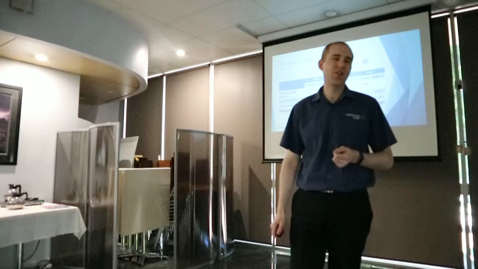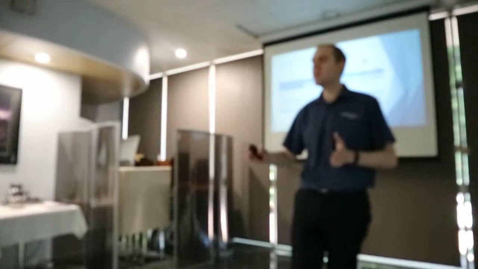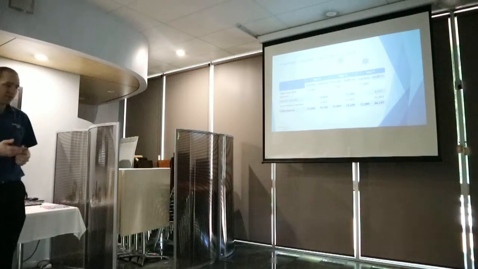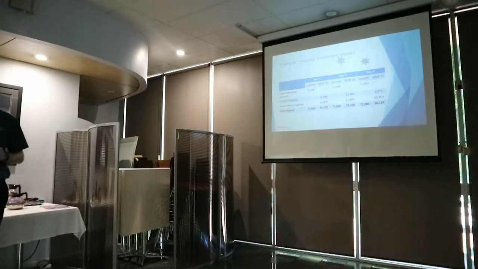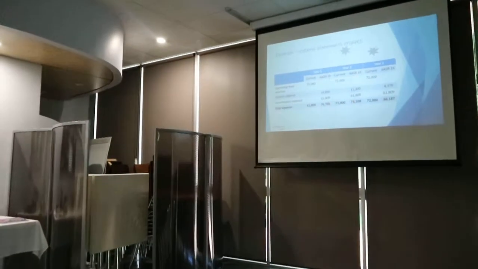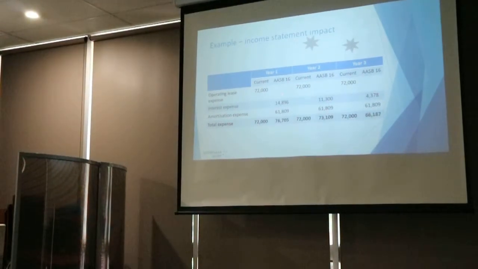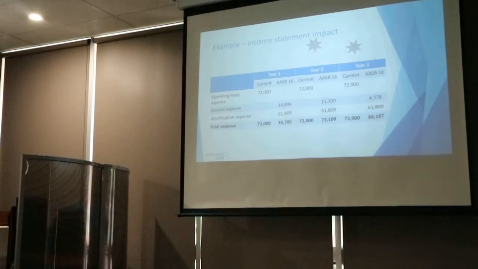So what do the numbers actually look like? Here, across the 3 years, we've compared your profit and loss statement, comparing the old and the new. Hopefully it's not too small that you can almost read it. We've got year 1 over here, and under the current standard, you'd show an expense of $72,000, and that was all you had on your profit and loss. Under the new standard, once you implement this, there is no rent expense on your profit and loss anymore, but instead you'll have $14,000 of interest expense and $61,000 of depreciation expense, or more technically amortisation.